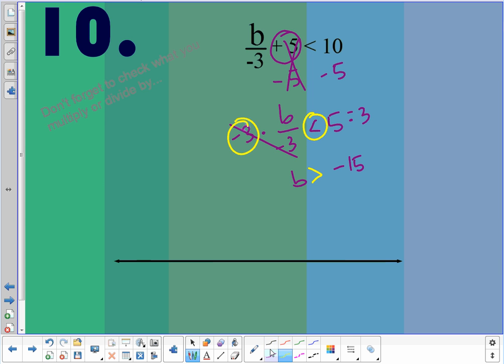Now, -15, I have to count down kind of far from 0. So I'm just going to count by 5s instead of 1s. So if that's my 0, this is my -5. This is my -10. This is my -15. And then I can just put one more for good measure. I'll put my circle. It's an open circle here. Numbers greater than -15 shade to the right.